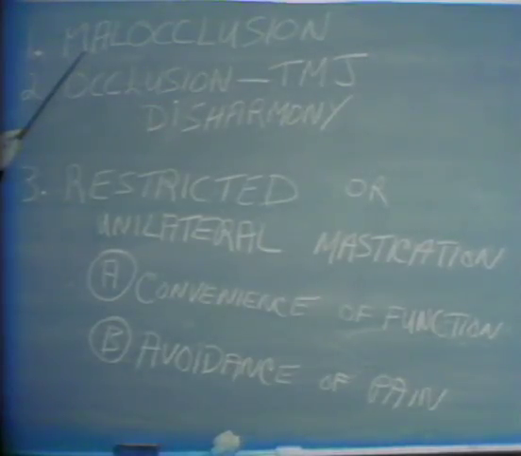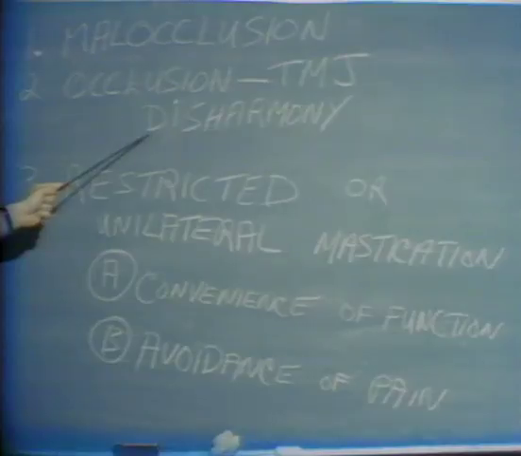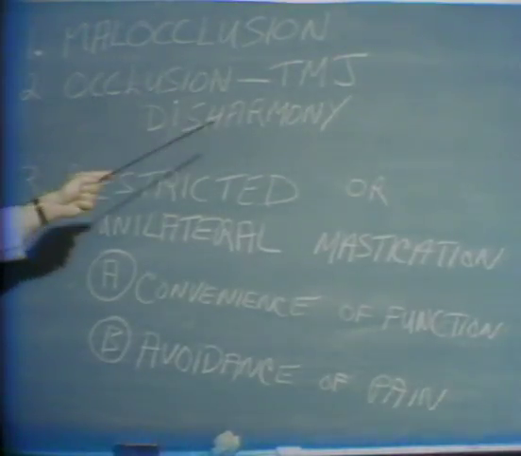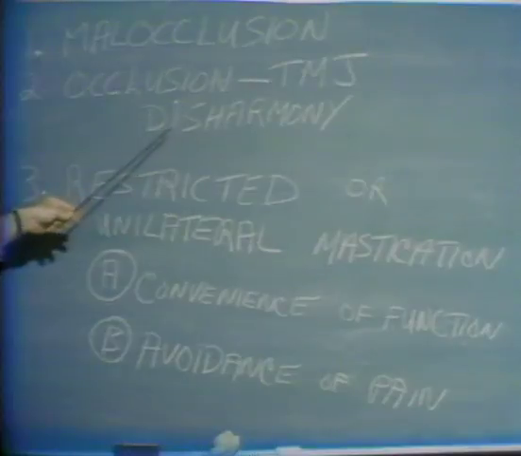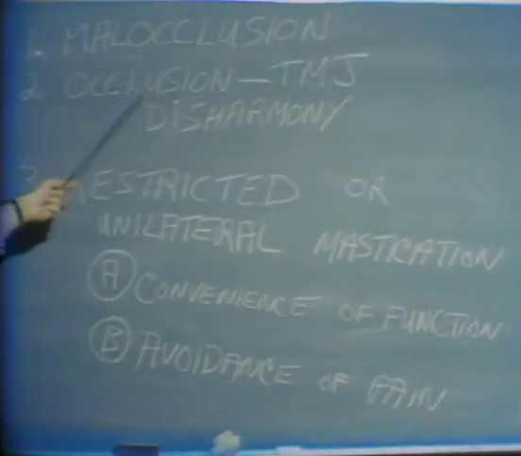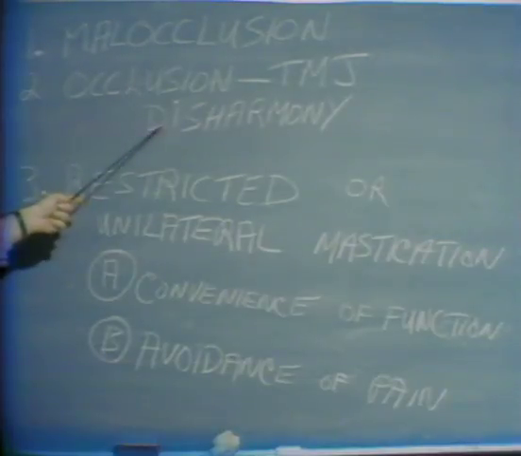Very definitely a morphologic malocclusion is a predisposing factor to traumatic occlusion. Number 2 predisposing factor is an incoordination or a disharmony between the occlusion, the way the teeth come together, and the way the temporomandibular joints function. This is called an occlusion TM joint disharmony. Later on, we'll go to the slides and discuss this in slightly more detail.